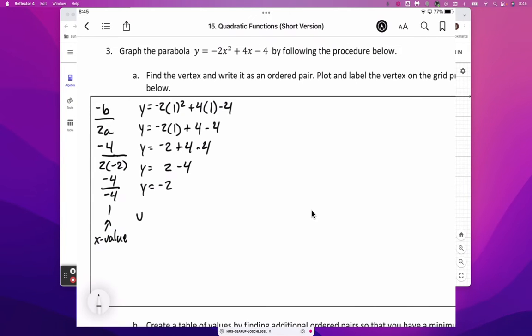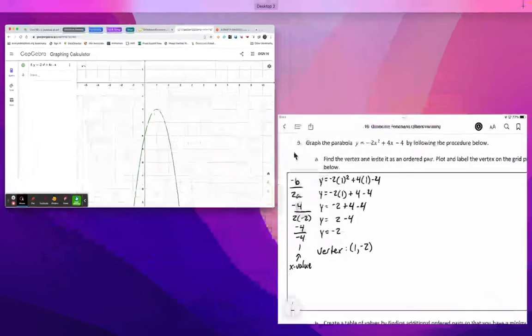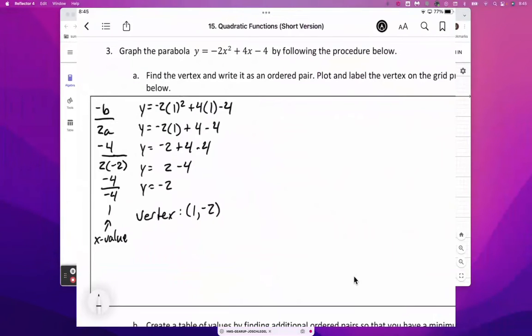So our vertex is going to be at the point x value 1, y value negative 2. And if we come back and look at that graph, we can see that we did end up at 1, negative 2. So we got the right thing. We agree with the graphing software.